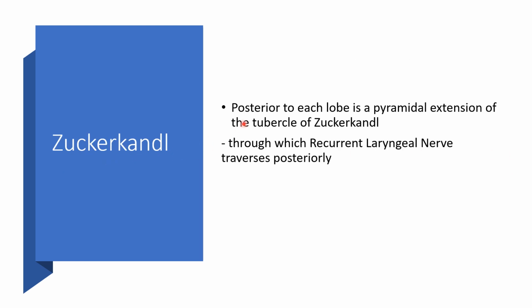The tubercle of Zuckerkandl. Posterior to each lobe is a pyramidal extension called the tubercle of Zuckerkandl. Through this tubercle, the recurrent laryngeal nerve will traverse posteriorly.